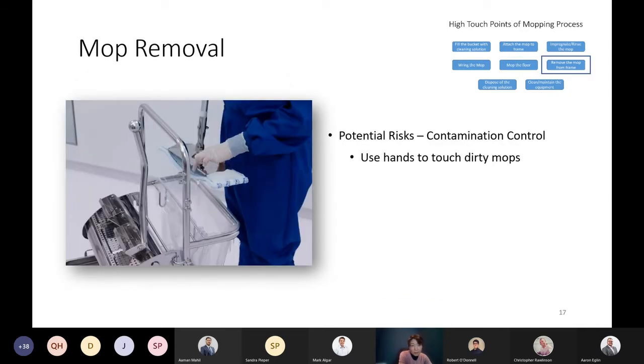And then mop removal. Again, almost all systems out there today require a user to use their hands to touch the dirty mops and remove the mop from the frame. And you don't need me to say any more, right? We all understand what a potential risk it is from a contamination standpoint. You use your hands to touch the dirty mop, and then again, those same hands will be used to perform other tasks. So you can imagine what kind of cross-contamination activities are going to occur after this motion.